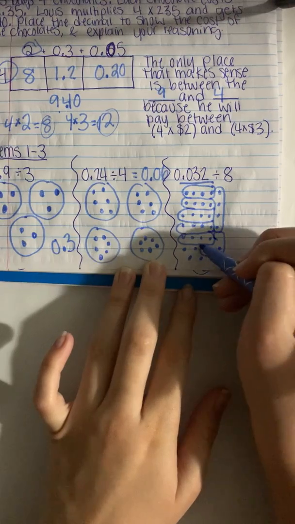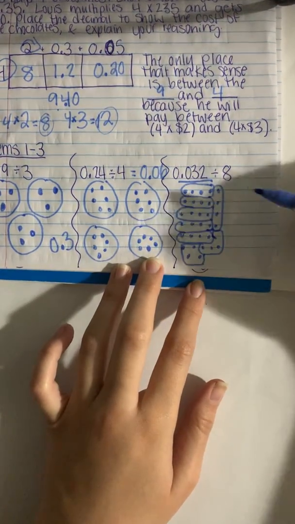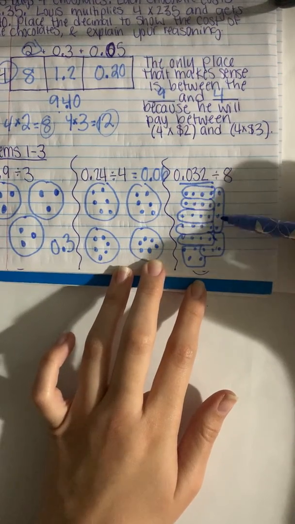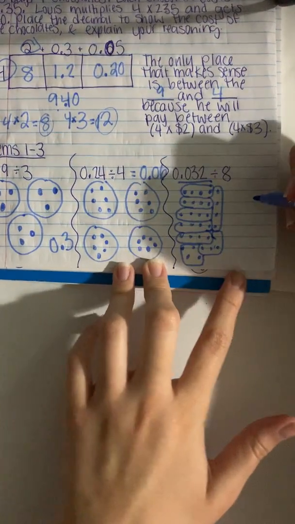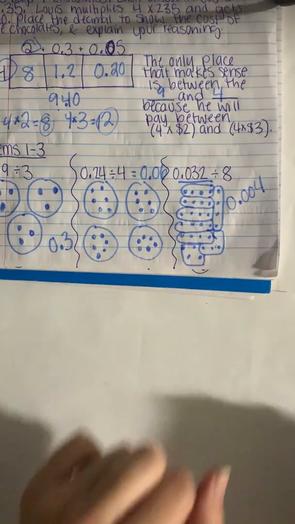You can see how if I got the 4 part of this wrong, it would be really hard because I'd have to erase and start over now. 1, 2, 3, 4, 5, 6, 7, 8. Woo! So there are 4 thousandths in each of my 8 groups.